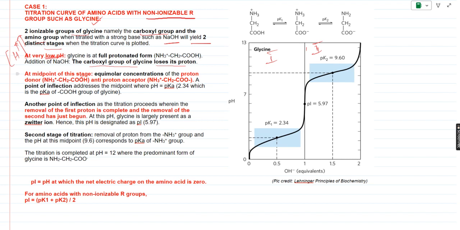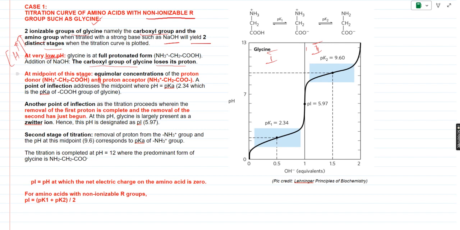So there's equimolar concentration of the proton donor, which is the first case we saw, NH3 plus CH2COOH, and the proton acceptor, that is NH3 plus CH2COO minus. This is the proton acceptor because it has lost its proton. Initially, only the carboxylic acid group is going to lose its proton because that has a lower pKa compared to the NH3 plus.